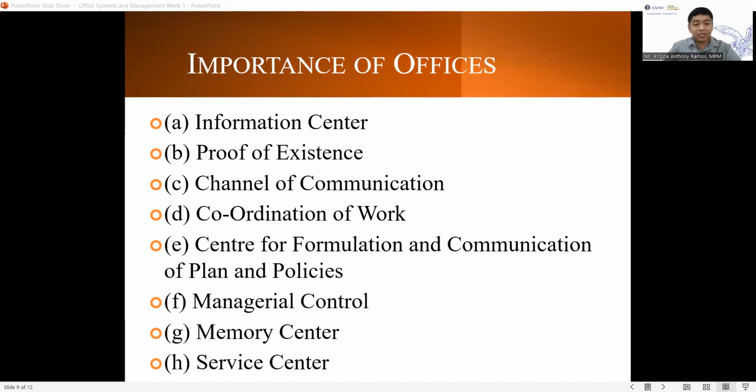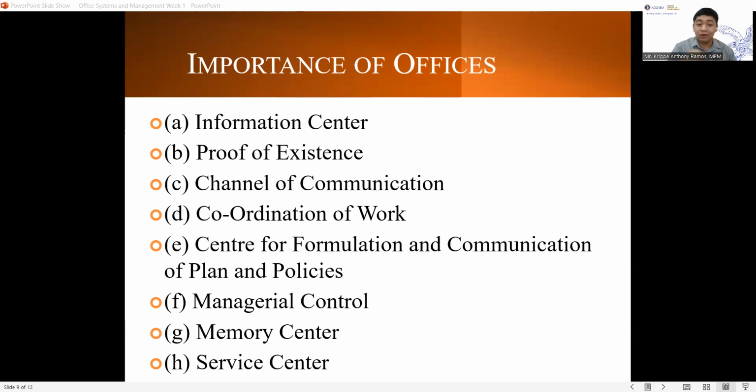Third, we also have the channel of communication. So guys, the office is a channel of communication between different people and departments of the business. So the staff working at various levels of the managerial hierarchy are also being linked with one another through office. Kasi kaya nga naging isang business, you have to deal with different departments of your organization.